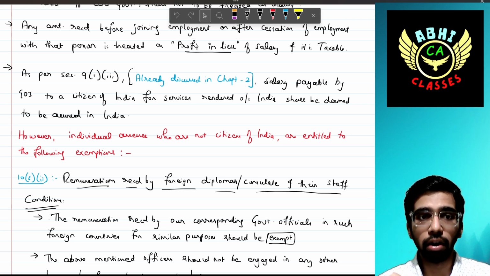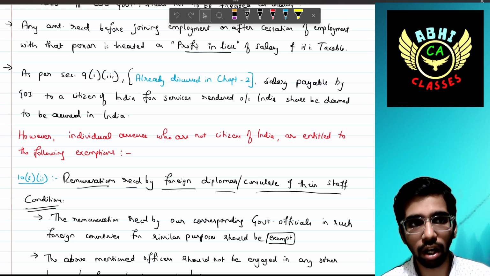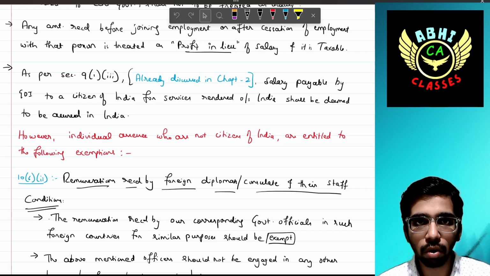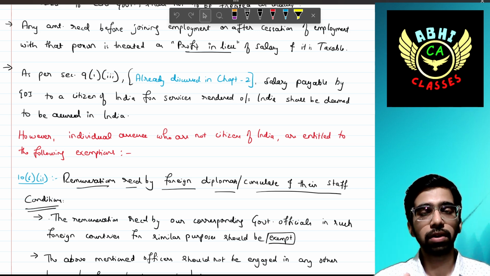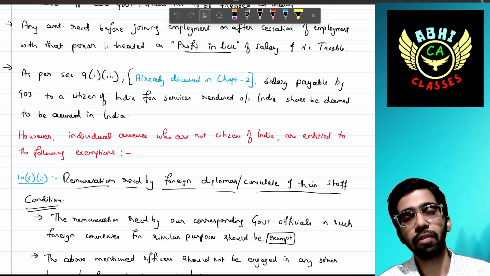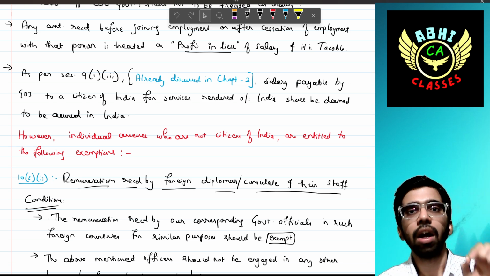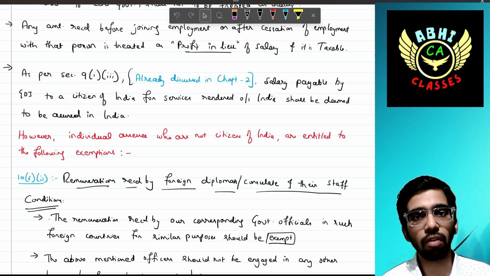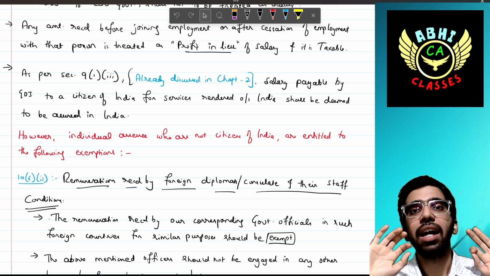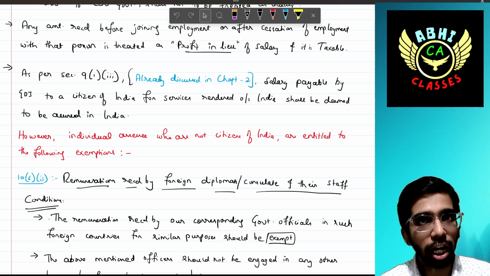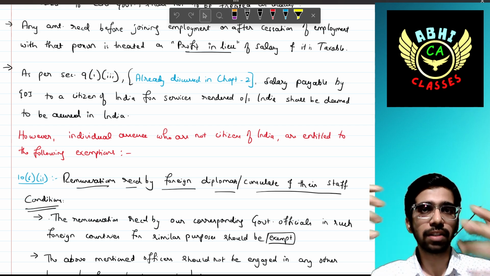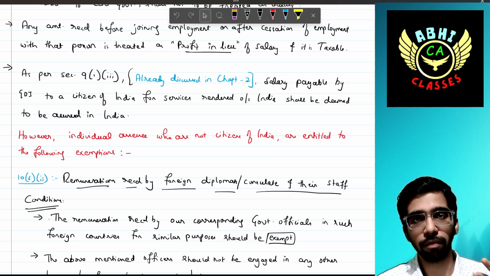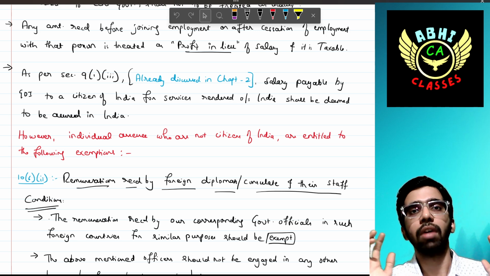However, individuals who are not citizens of India are entitled to the following exemption. As we discussed in chapter number 2, salary payable by the government of India for services rendered outside India will be charged in his hand only, treated as deemed to accrue in India. But if he is a non-citizen of India, then the following exemptions will be availed. For example, the government of India pays a salary to a non-resident on behalf of the Indian government for services rendered outside India. Then the following exemption will be given.